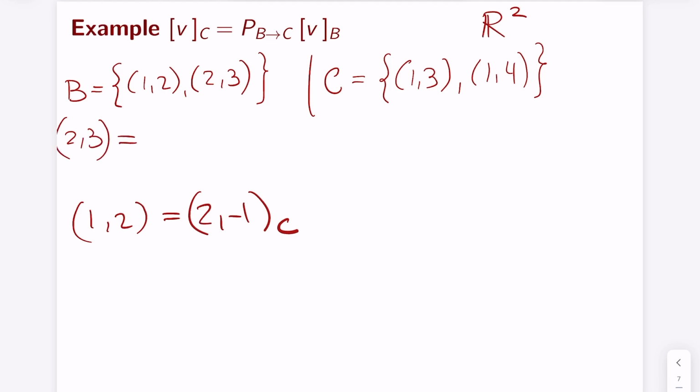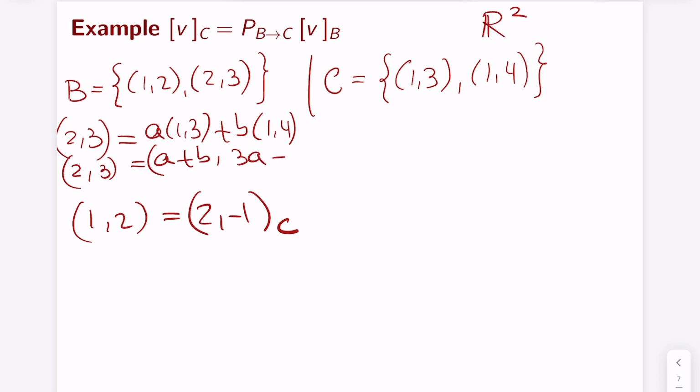So (2, 3), how are the coordinates going to be in this one? Well, we need to find A times (1, 3), B times (1, 4). We do the same as before, and we get that (2, 3) is equal to (A plus B, 3A plus 4B). And so from here, we get that A plus B is equal to 2, and 3A plus 4B is equal to 3. So let's solve this system of equations.